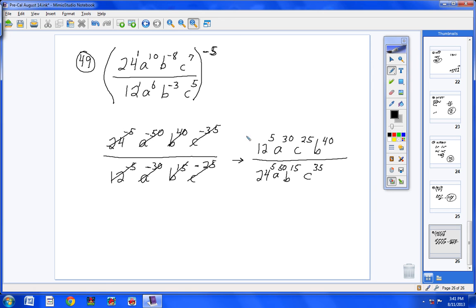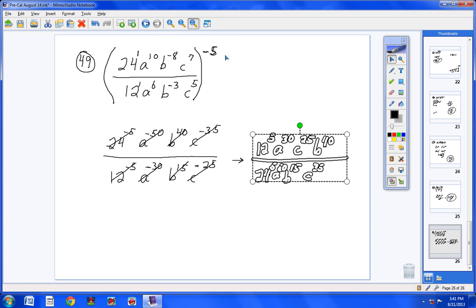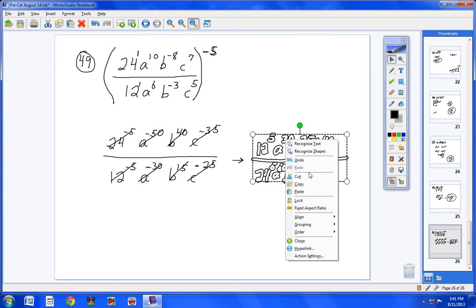Now, if you will let me very quickly do a quick little cut and paste. We're going to move this to another page and do some more work with it, okay? So hold on one second while I do that.